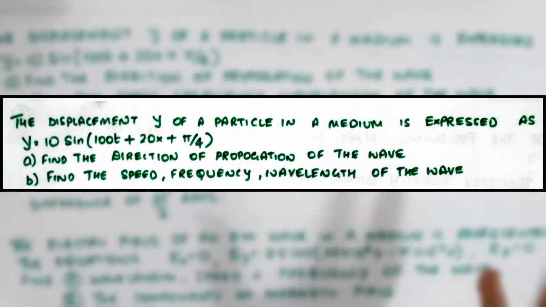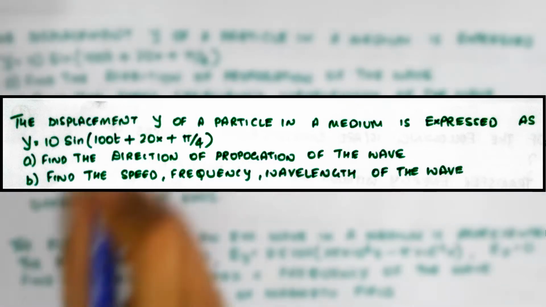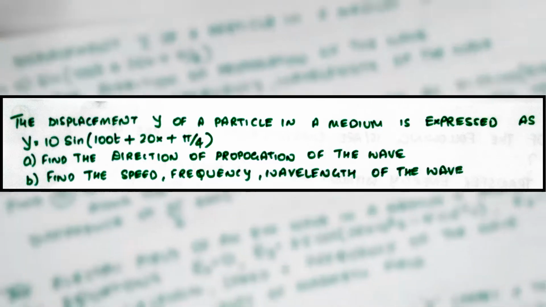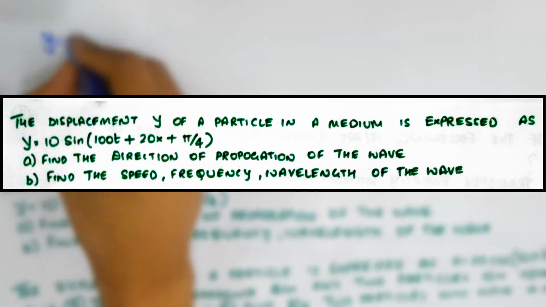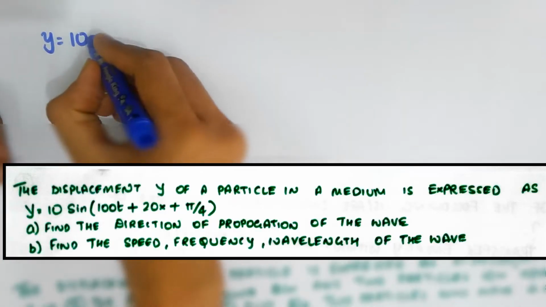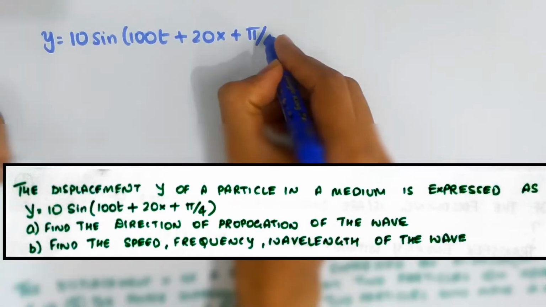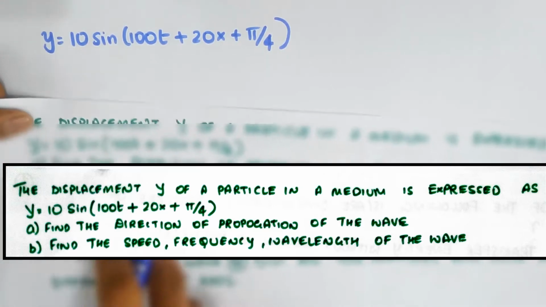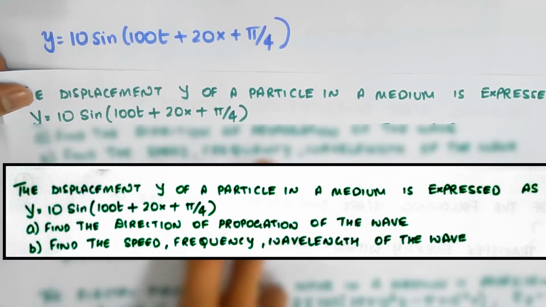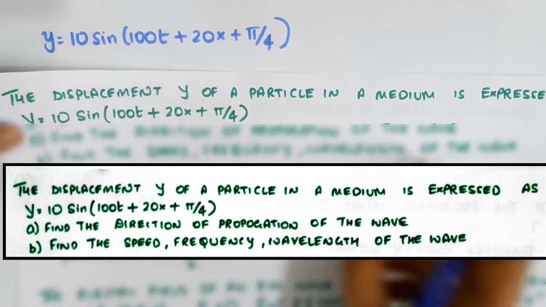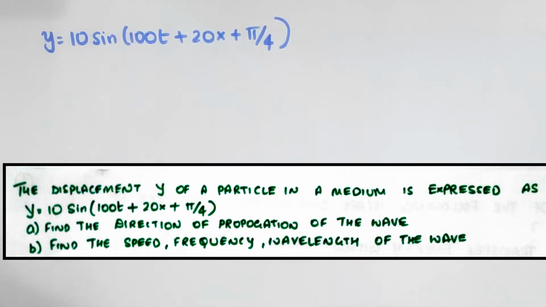Now that we understand the equation to waves, we can try and solve this particular question. We have been given an equation to a wave, the displacement of a particle. Let me first write that down. We have been given the equation y equals 10 pi divided by 4. We have to calculate the direction of propagation of the wave, and the speed, frequency, and wavelength of the wave. Okay, let's do that.